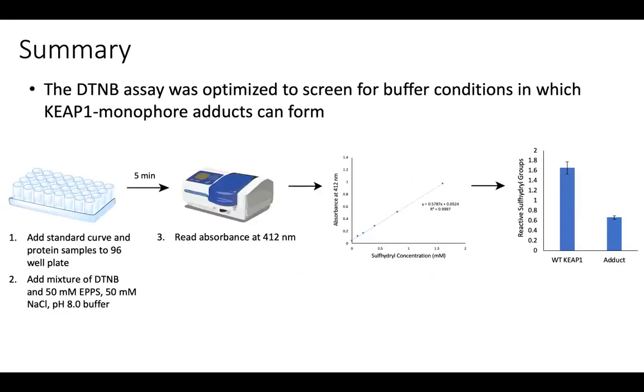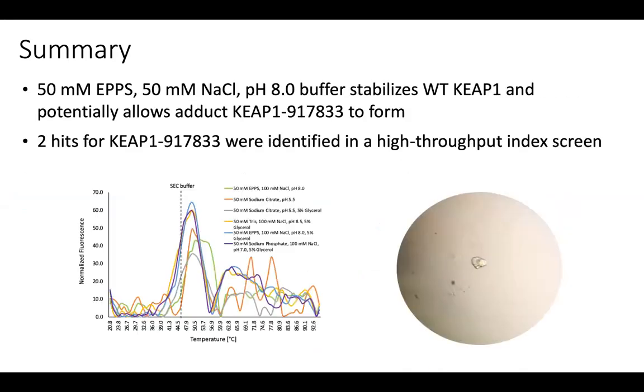So to summarize my work, I first optimized the DTNB assay to screen buffer conditions in which the Keap1 monophore adducts can form, which greatly accelerated crystallization efforts of these adducts, according to this procedure outlined here. I identified a buffer condition that stabilizes wild-type Keap1 and potentially allows the adduct Keap1 917833 to form, and I also identified 2 hits in a high-throughput index screen for the Keap1 917833 adduct, which can be optimized into diffraction quality crystals for structural determination.